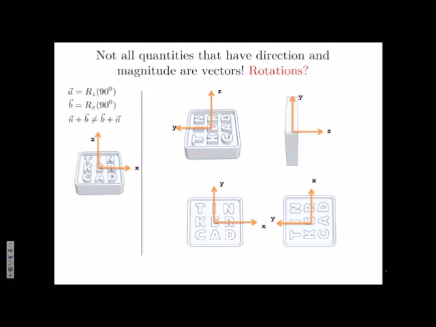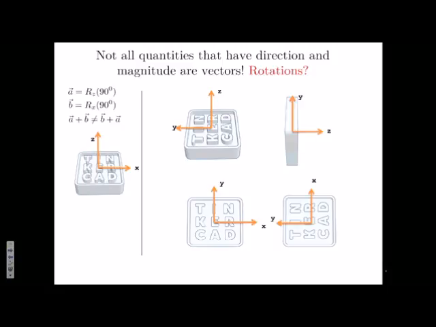So if finite rotations are vectors, they should also satisfy the commutativity property, which is that A plus B should be equal to B plus A. So now to prove that rotations are not vectors, all I have to do is present an example which shows that A plus B is not equal to B plus A, and I have proved that finite rotations are not vectors.